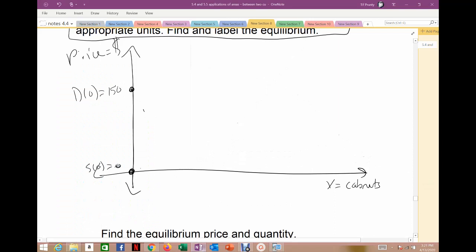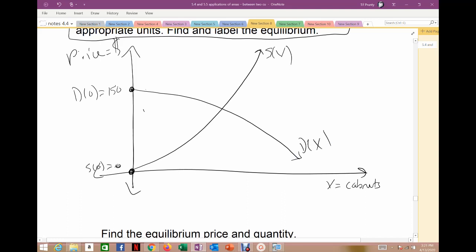Alright, so making sure they're both curved, right? Supply curves up, demand curves down. So there's my supply labeled, my demand labeled. Poorly labeled, but they're labeled. And then my equilibrium point. So that was at 125. Alright, so my quantity is 5 cabinets at equilibrium, and my price at equilibrium is $125.